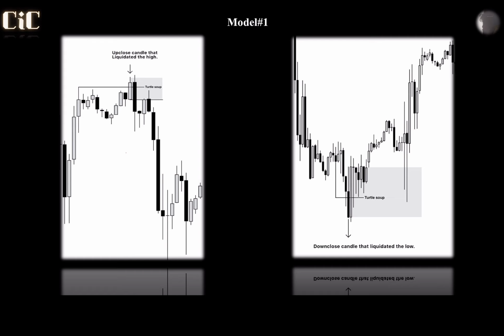So a bearish model number one is an up close candle that liquidated the high. You enter at the low, stop loss the high, and you let it dump. And vice versa. A bullish model number one is the thick down close candle that liquidated the low. You close above it, and then you use that single candle as a sensitive price point to enter.